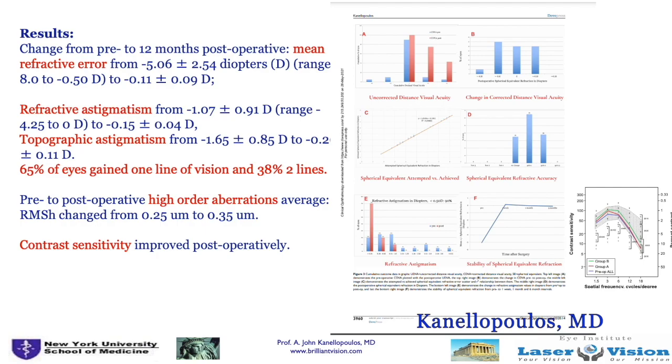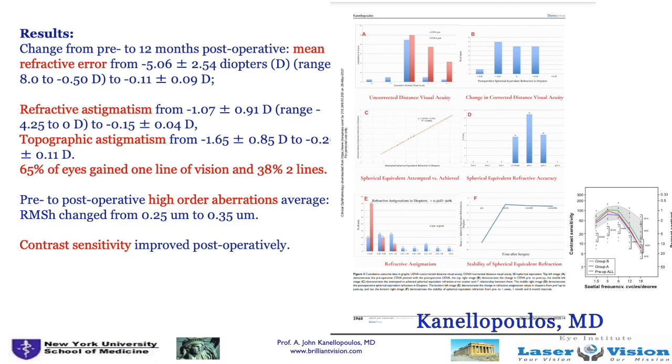The refractive astigmatism was also studied by means of topography, the topographic objective astigmatism measured by the Pentacam. And we saw that 65% of eyes gained at least one line of vision, and 38%, this is an astounding number, gained 2 lines of vision when comparing preoperative corrected visual acuity to postoperative uncorrected visual acuity at 3 months, 6 months, and up to 12 months.